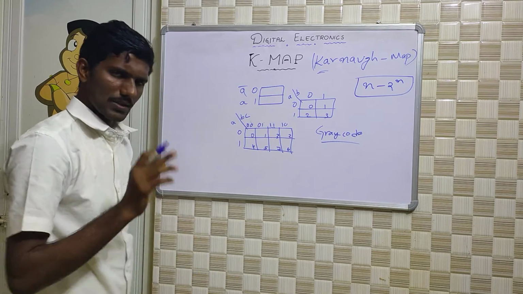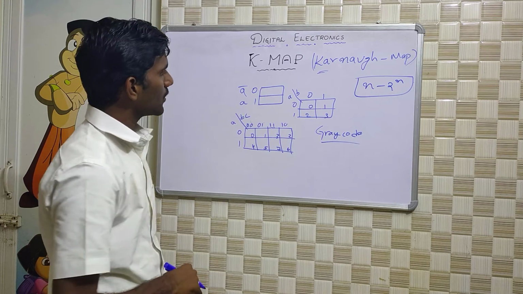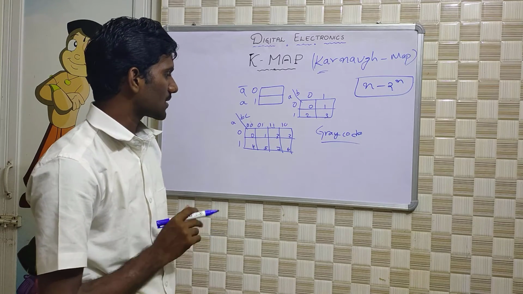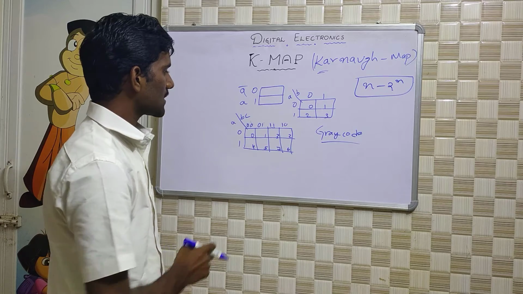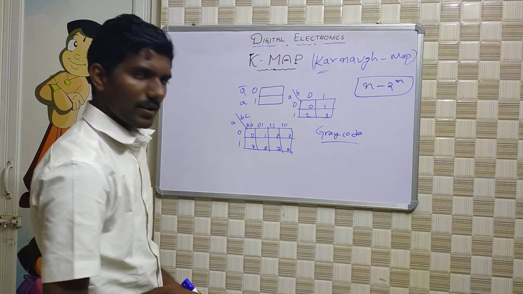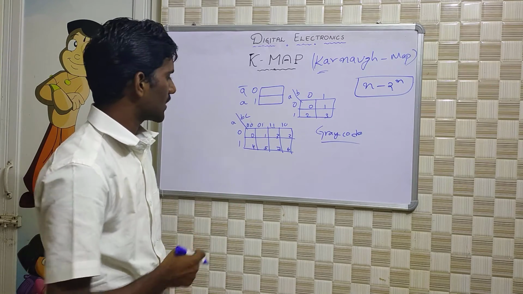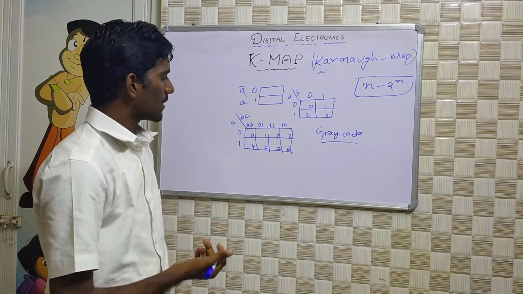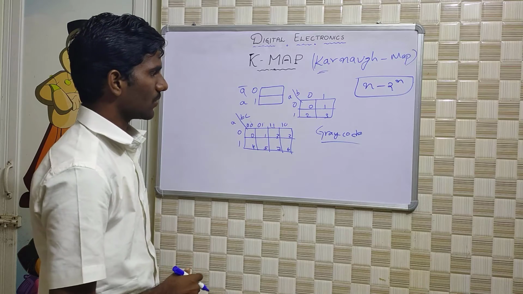The POS and SOP terms can be reduced by using this K-map. The standard POS and standard SOP terms can be reduced by using this K-map technique. The standard SOP terms are called minterms, and the minterms are represented by ones. The standard POS terms are maxterms, and the maxterms are represented by zeros.